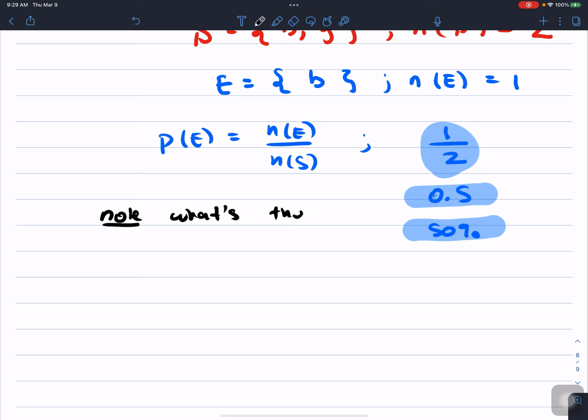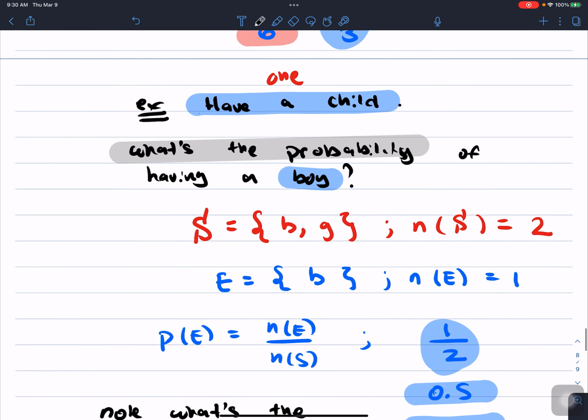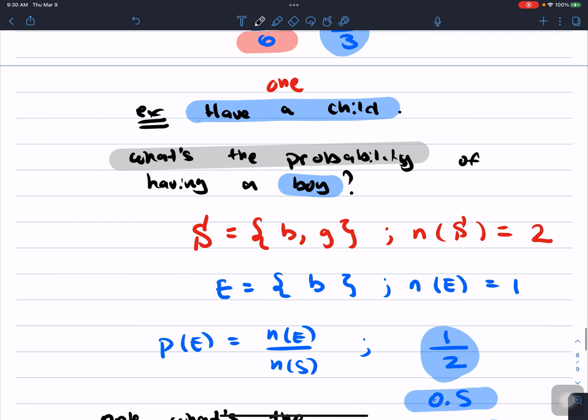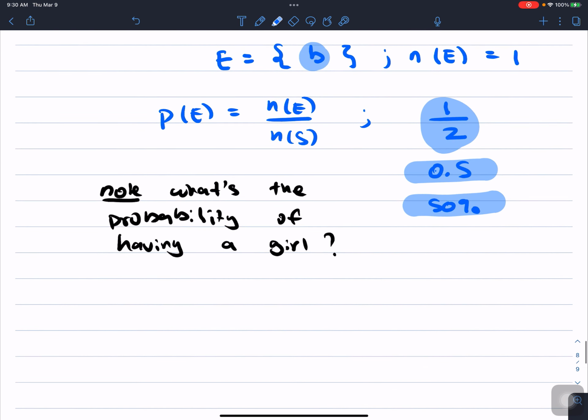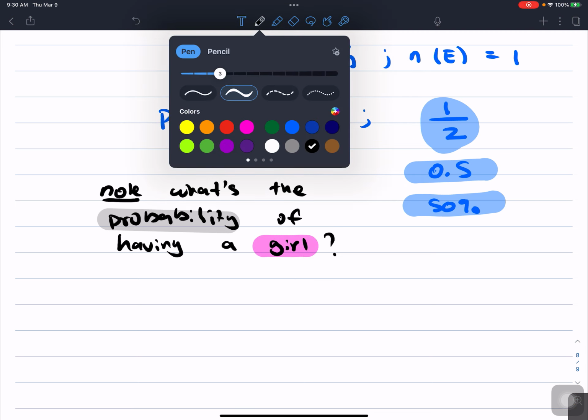What's the probability of having a what? What's the probability of having a girl? It is the same. But let's see. This is a probability question. Is that right? Probability. And then chance of having a what? Girl now. Okay? So let's go through the process.